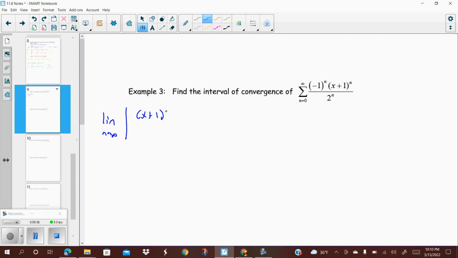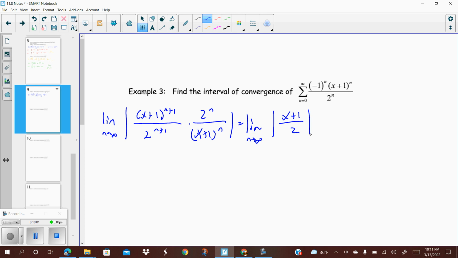X plus 1 to the n plus 1 over 2 to the n plus 1 times the reciprocal, 2 to the n over x plus 1 to the n. So simplifying, we are going to get, that is going to leave us with an x plus 1 on top, and it looks like it's going to leave us with a 2 in the denominator. And that has to be less than 1, which means that negative 1 is less than, not less than or equal to, is less than x plus 1 over 2, which is less than 1.